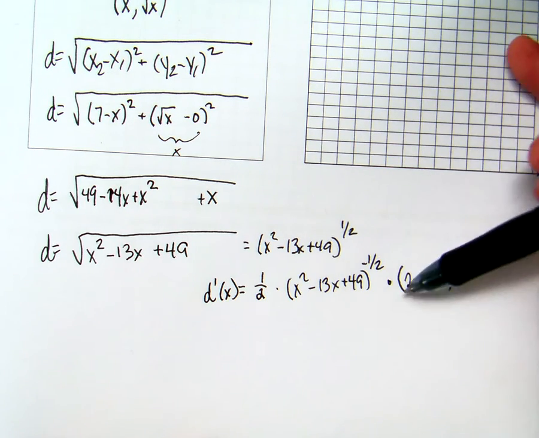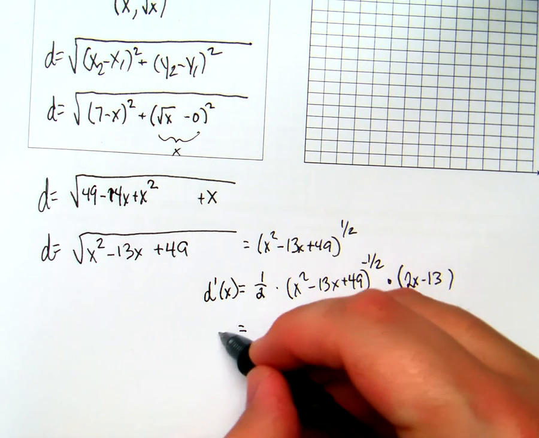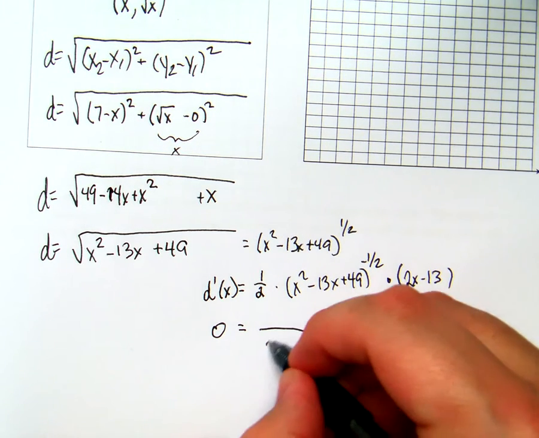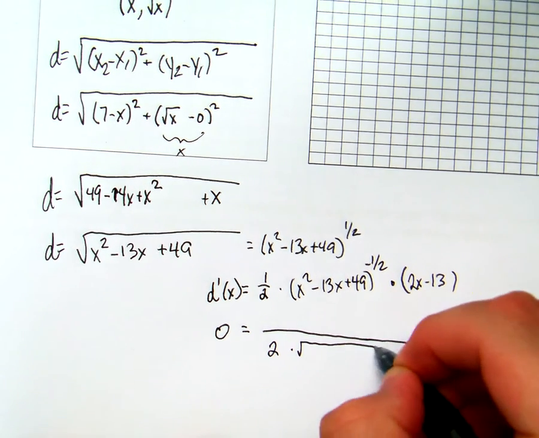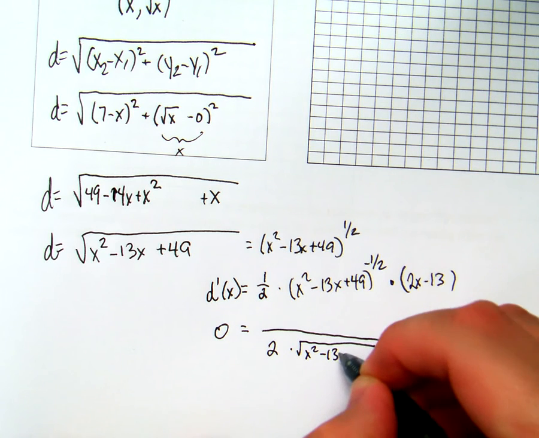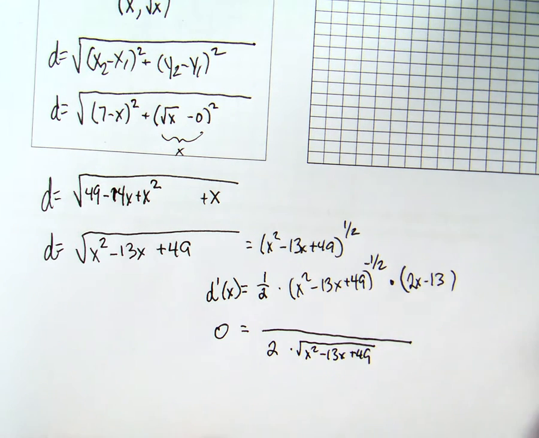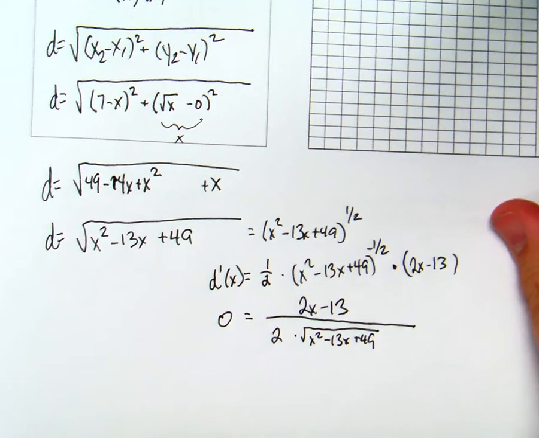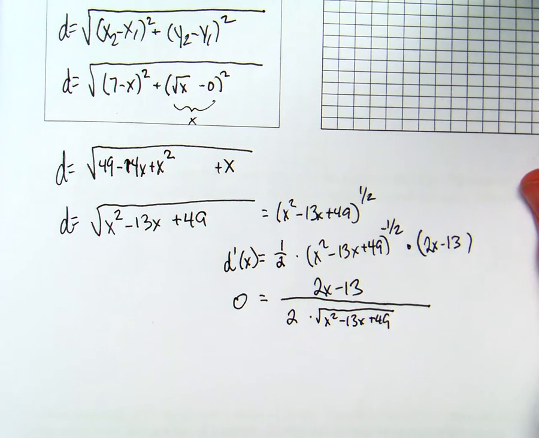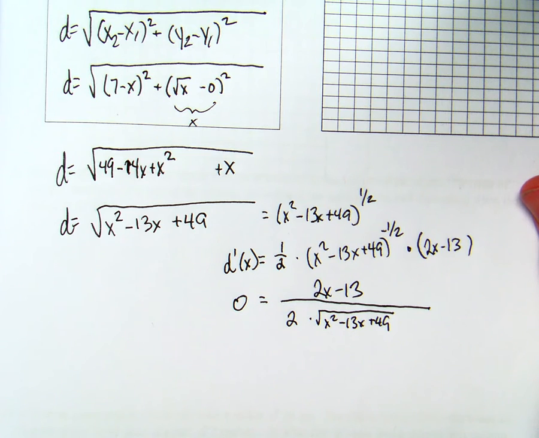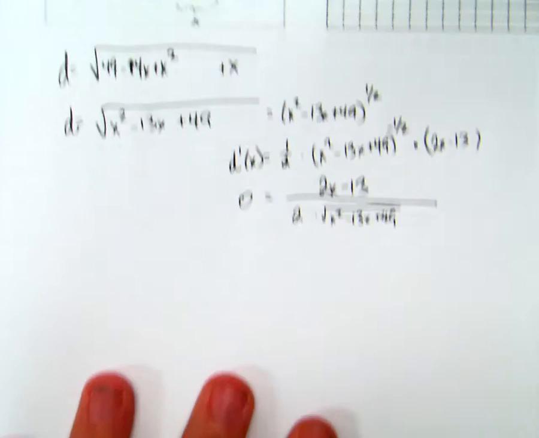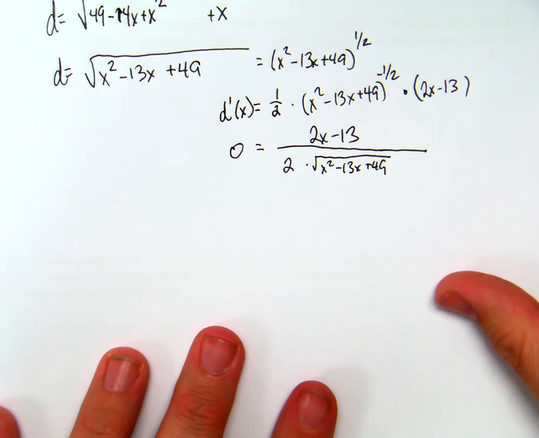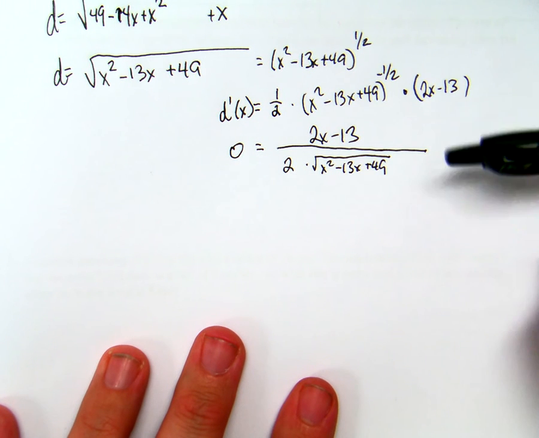Now, if we rewrite this, and I know I'm going to set it equal to 0, and I know I'm going to get a big old fraction, that's 2 times the square root of (x squared minus 13x plus 49). And in the top, I have 2x minus 13. Now, where is this going to be equal to 0? Because we're finding critical numbers now.